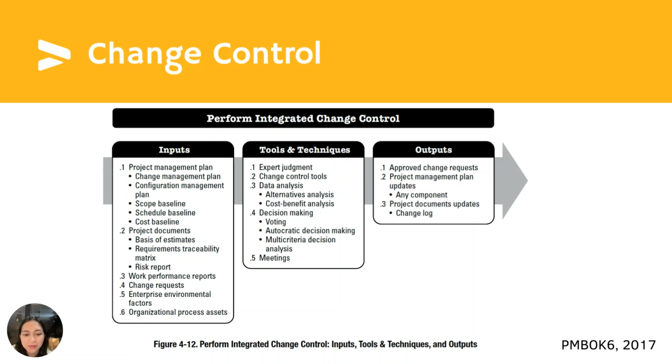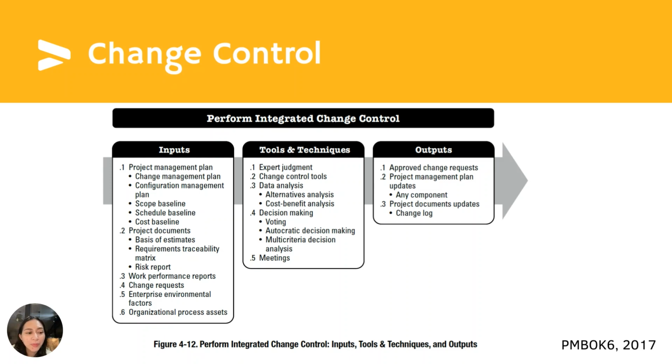The risk report presents information on sources of overall and individual project risks involved in the requested change. Work performance reports, of course, speak of resource availability, schedule and cost data, and earned value reports. So these are also very crucial inputs as to how you are going to perform change control. The change requests may include the previously discussed corrective action, preventive action, and defect repairs.